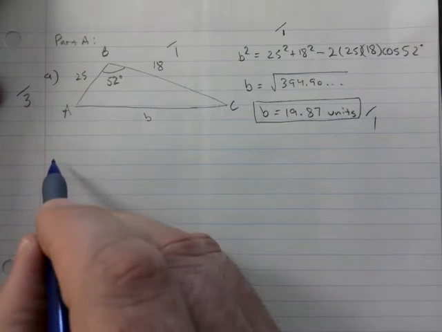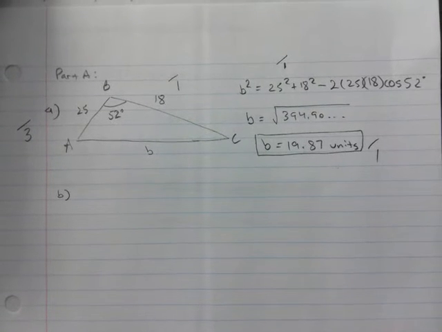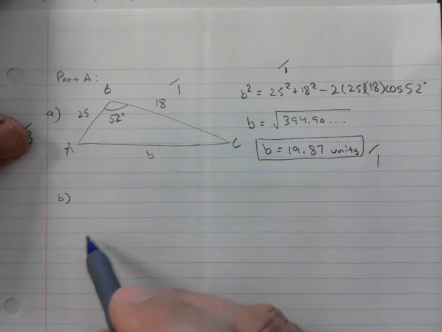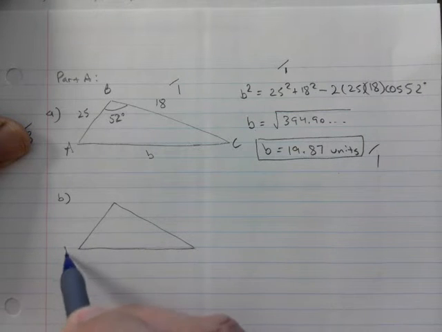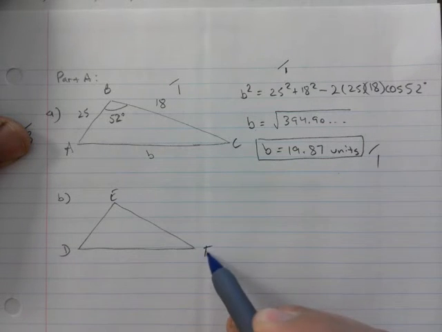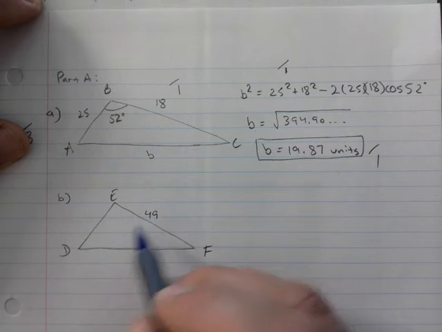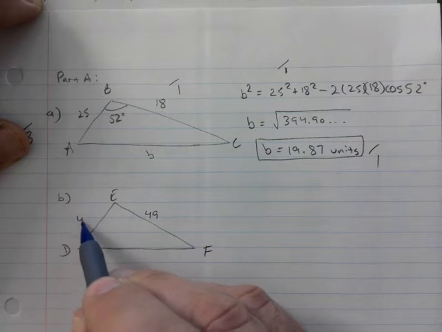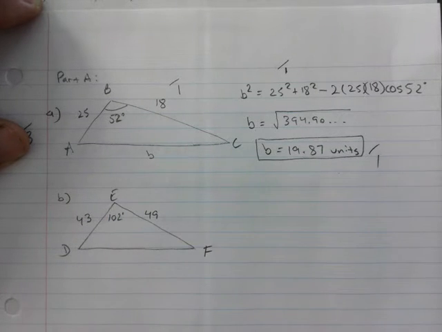And then for B, I will uncover that and I'll just make a diagram. DEF. DEF. And I'm told that D is 49, F is 43, and E is 102. Notice that that's an obtuse angle.